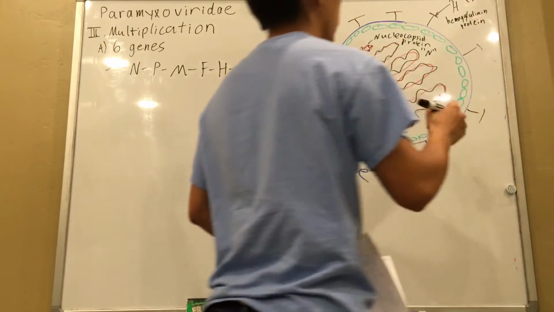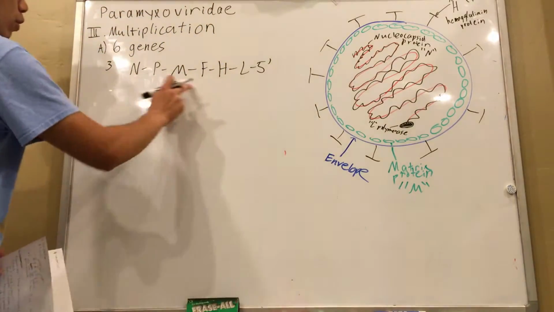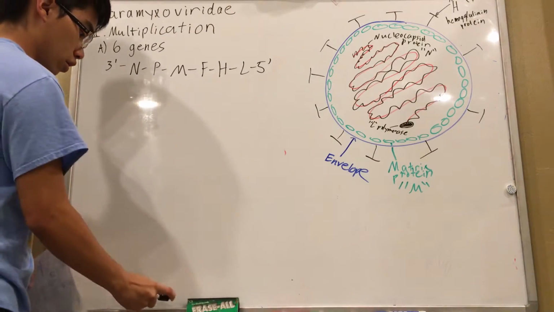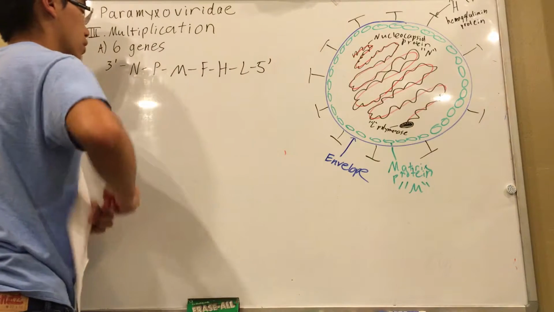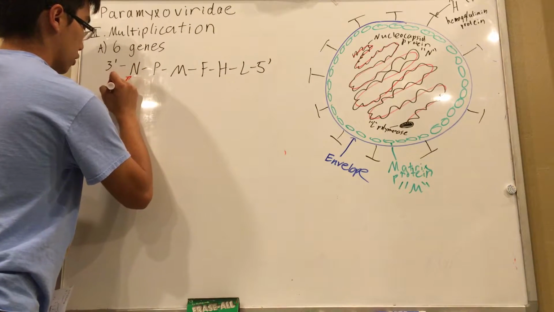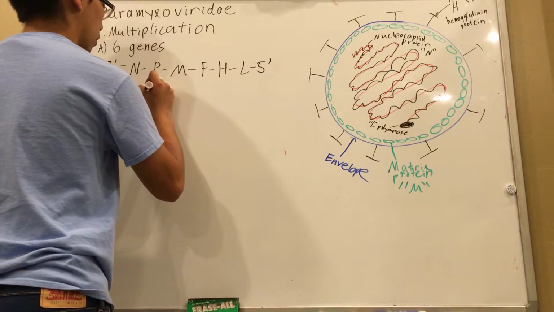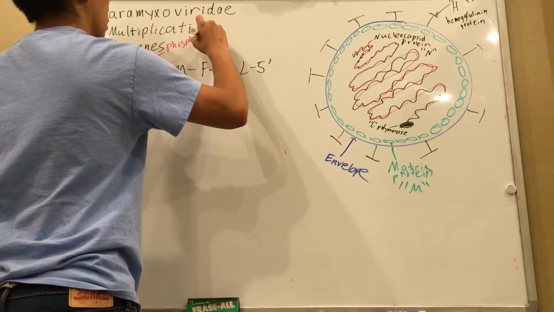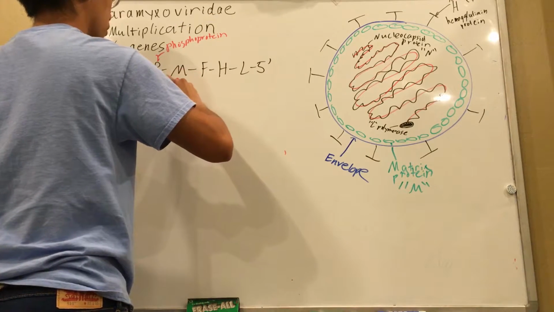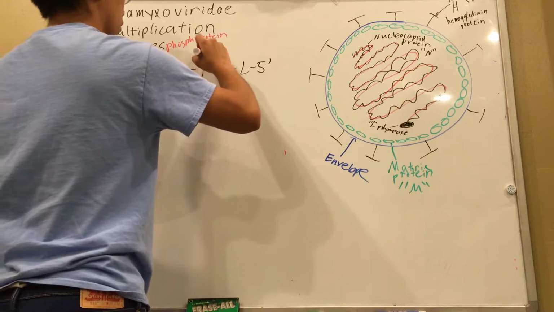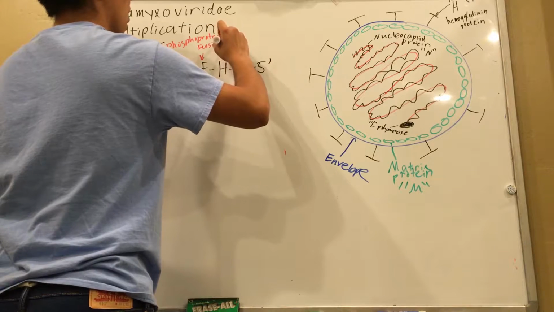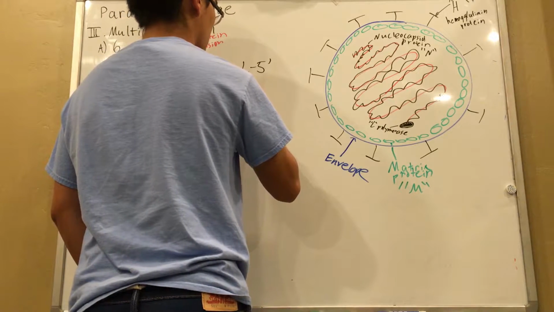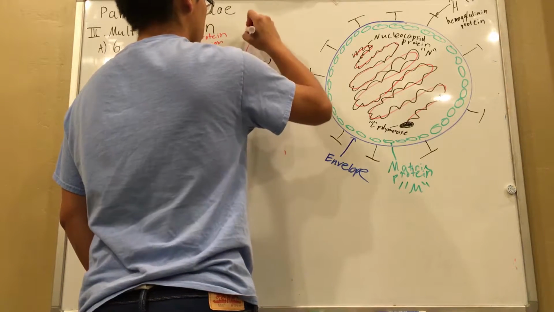This is H. I'm starting to get confused. That's H, not HA. This is the origins. And I'm going to put a short word that describes the function of each. So this is nucleocapsid. Phosphoprotein. Matrix protein. Fusion protein. Hemagglutinin. Polymerase.